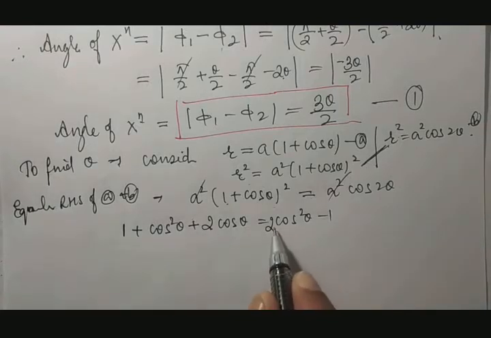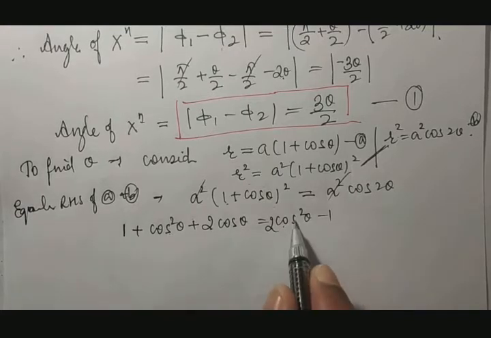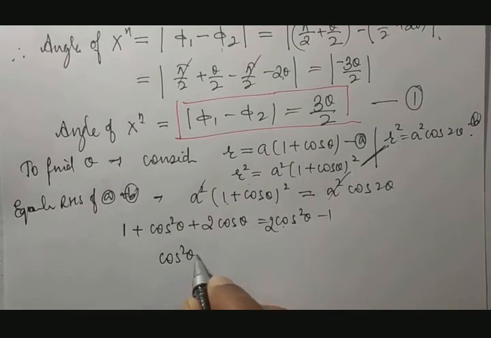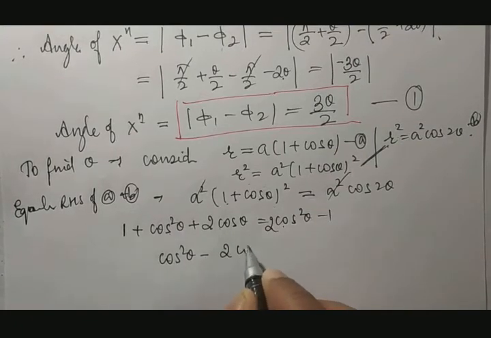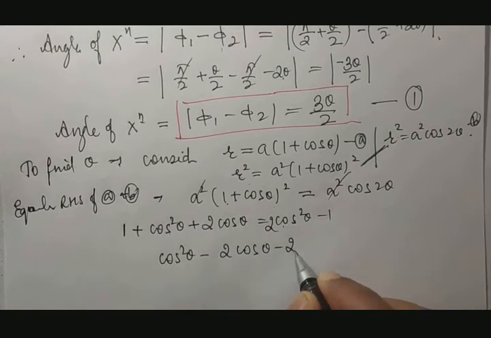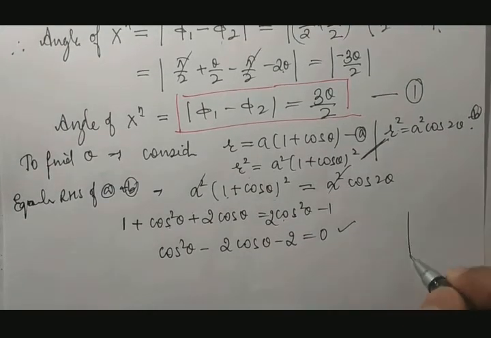Therefore, 2 cos square theta is kept here, and if this cos square is taken to the other end, then this becomes cos square theta, and minus 2 cos theta. Then this 1 is also taken to the other end, it becomes minus 1. So minus 1 minus 1 will be minus 2, which is equal to 0. Okay. So this is a quadratic equation which can be solved by using the formula.